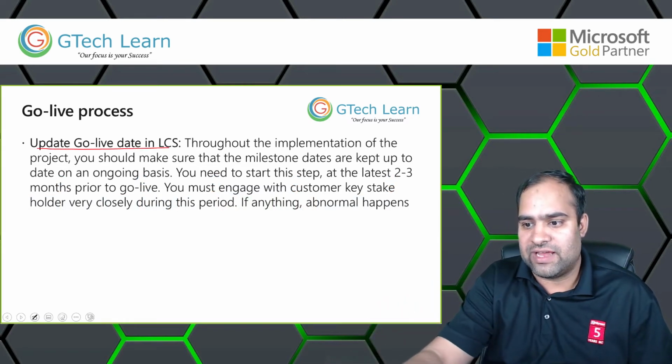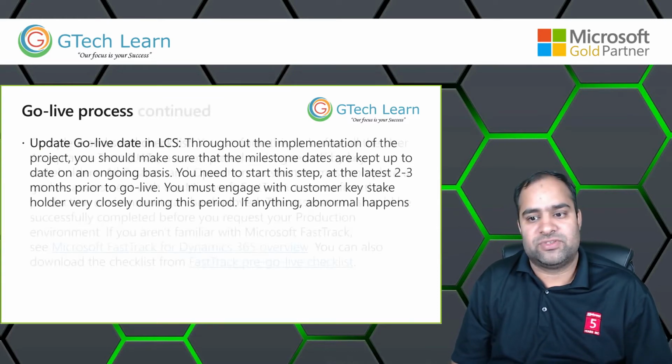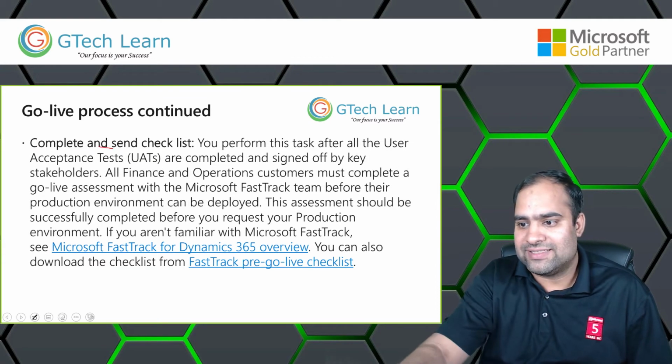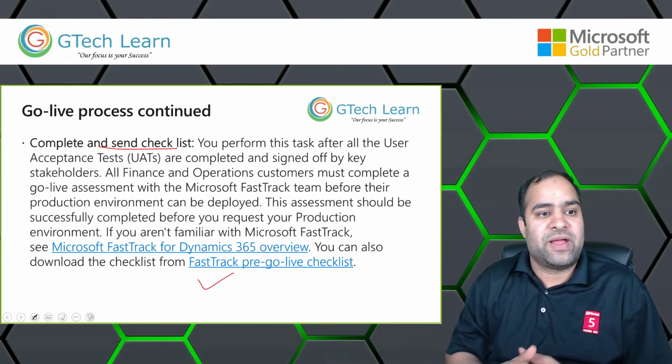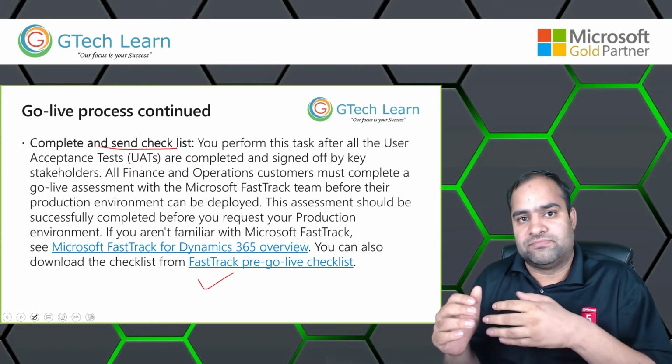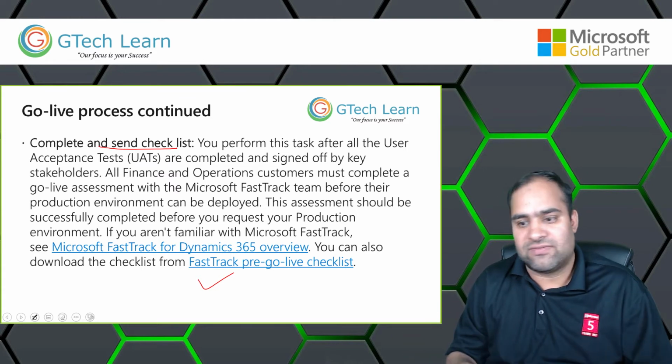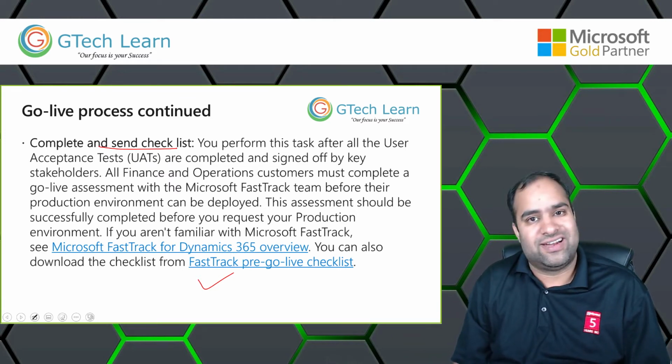You update your go live date in the LCS on the project itself, you complete and send the checklist. Pretty much you can get the checklist right from here. That is available on your slide decks as well. The link's available. You can download the checklist, fill it up, and send it to your Microsoft Fast Track team.